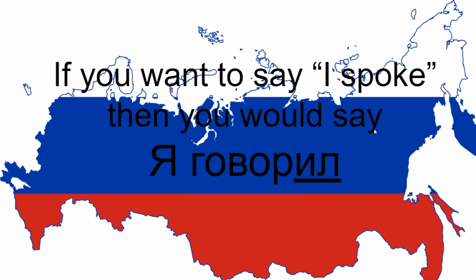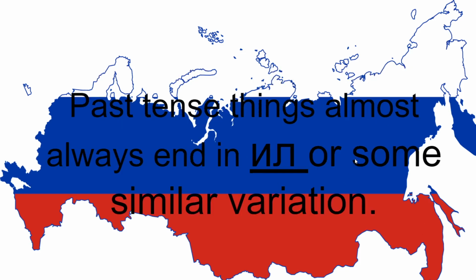If you want to say I spoke, talking about past tense, then you would say я говорил. You add an L and get rid of the T. Говорил, я говорил. Я говорил по-русски. I spoke in Russian. Past tense things almost always end in il or some similar variation. So, for example, if you were going to say they spoke, it would be они говорили. That would be past tense of they spoke.